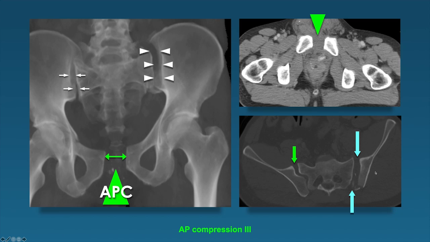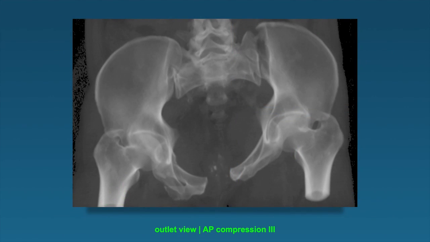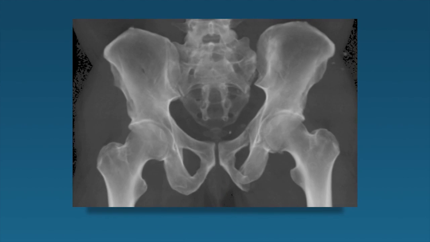We can see it from the outlet view very nicely, widening anteriorly and disruption posteriorly. And on this example as well, off midline, we've gone through the obturator rings in this particular case and separated the entire hemipelvis posteriorly as well. The anterior and posterior SI joint ligaments are disrupted.